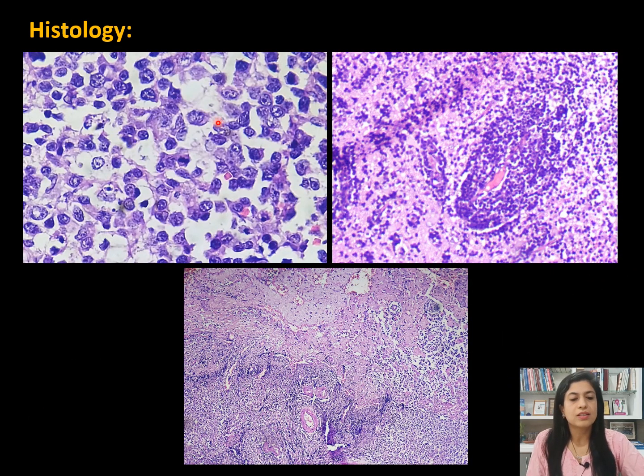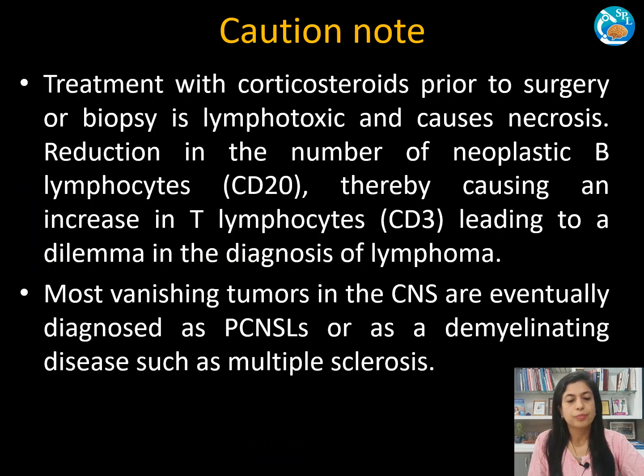So these are the microphotographs. You can see large atypical nuclei. In some places they are irregular, with presence of prominent nucleoli. This is a typical angiocentric pattern, and you can see this is a diffusely patternless tumor infiltrating into the brain parenchyma, and areas of necrosis are evident.